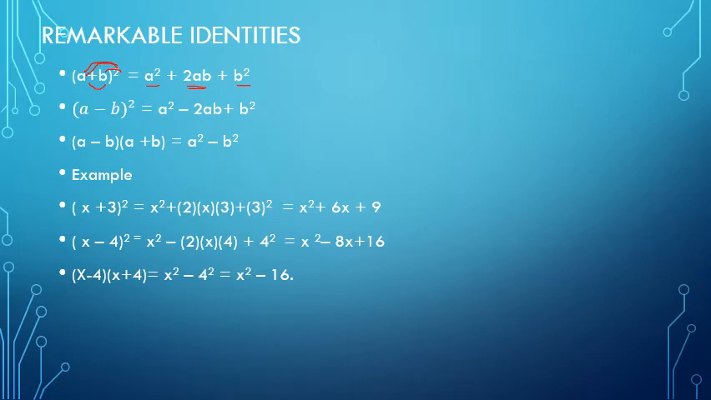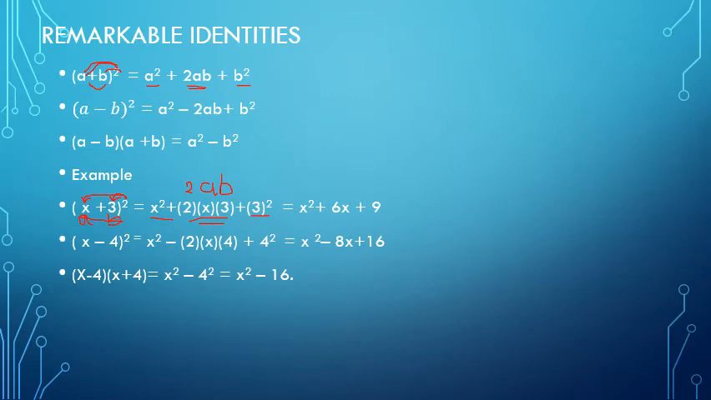To explain this more, we have this example. x plus 3 all squared. First, the square is going to go to x. So we have x squared. Then the square of 3. It is 3 squared, the third term. And the middle term, as we said, is 2ab. Here x is represented by a, and 3 is for b.